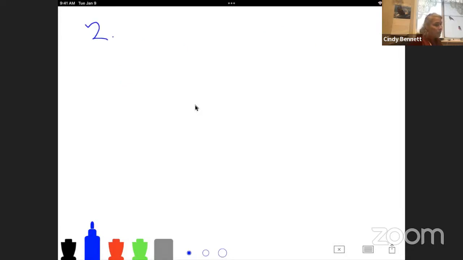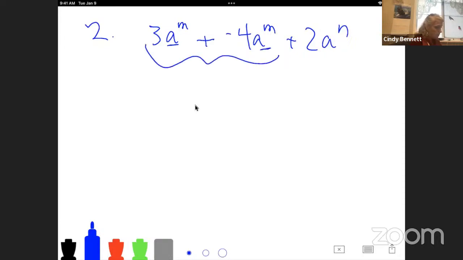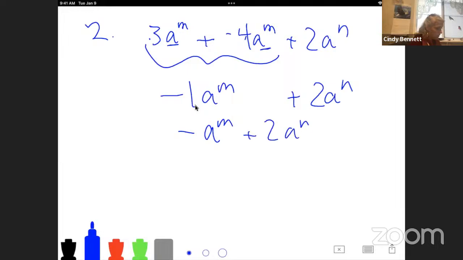Number 2, 3a to the m plus negative 4a to the m plus 2a to the n. Are there any terms that are the same? A to the m, a to the m. Those are the only two you can combine. So you combine those, and the other term is over here. So 3 plus negative 4 is negative 1 a to the m, which is equal to negative a to the m plus 2a to the n. And that is the final answer.